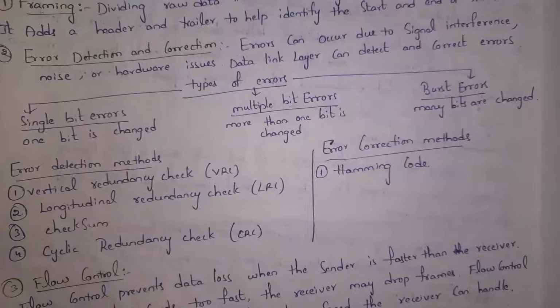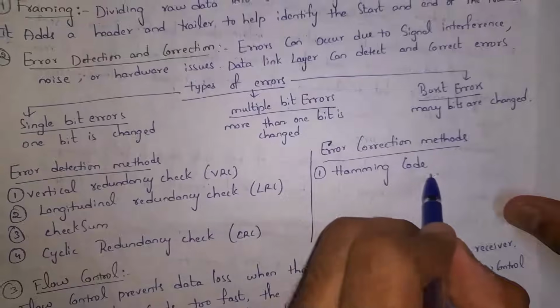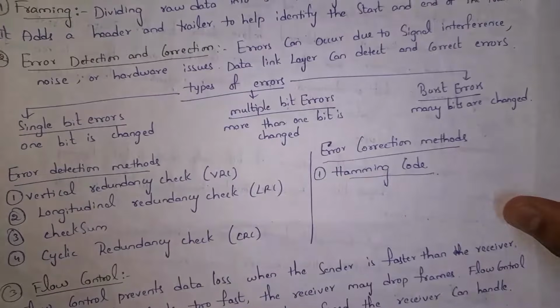If the data link layer wants to change an error message into the actual message, then the data link layer can use error correction methods. One of the famous error correction methods is the Hamming code method. By using this method, the data link layer can detect as well as correct errors.